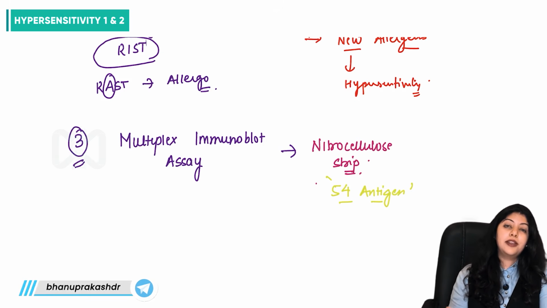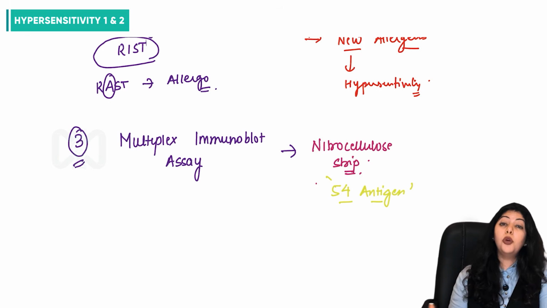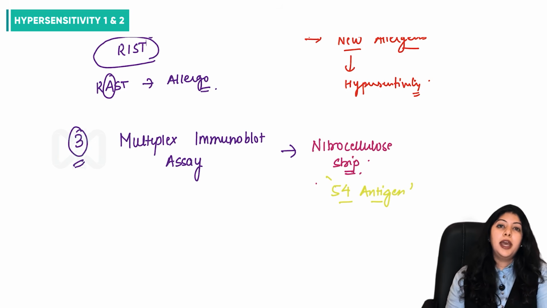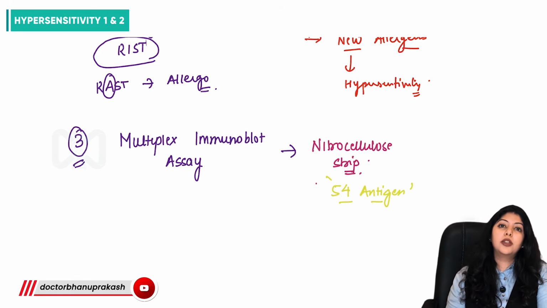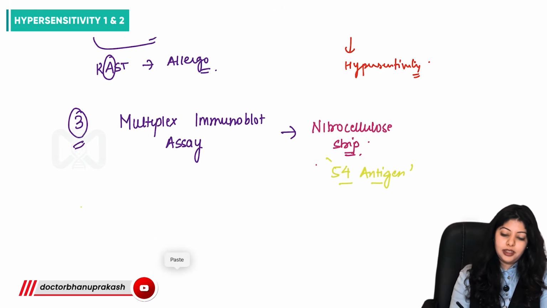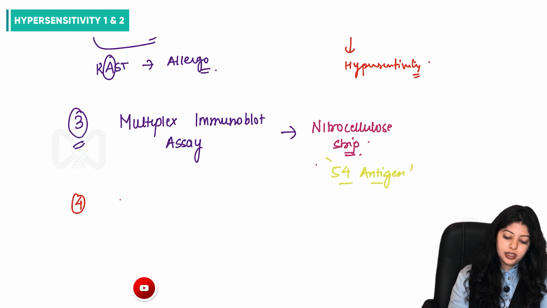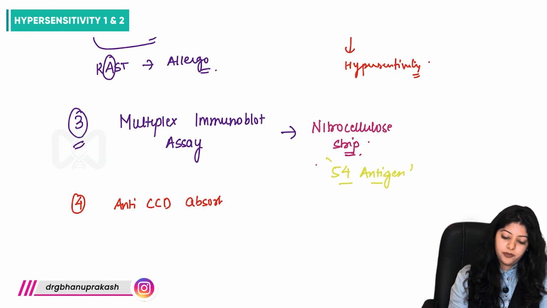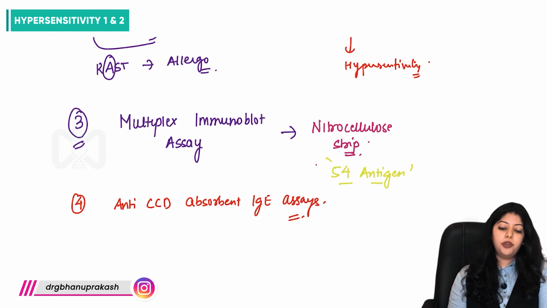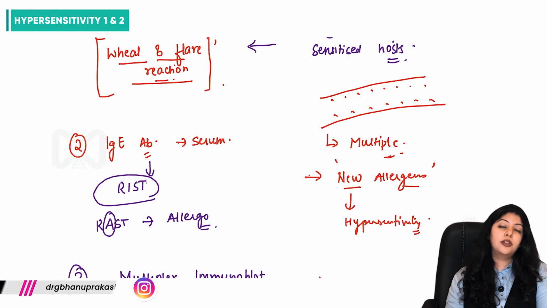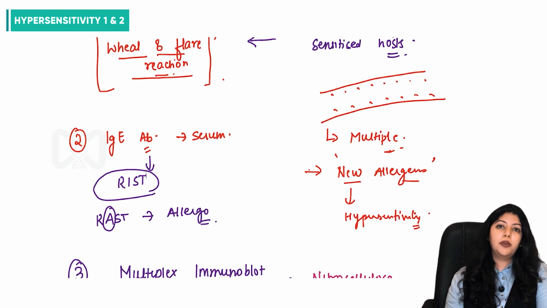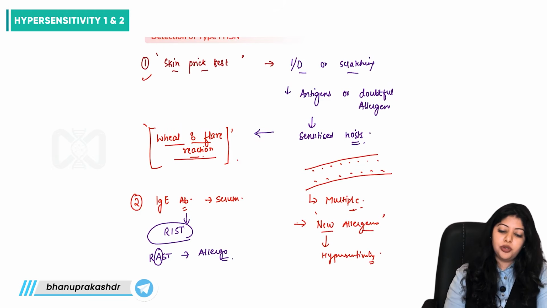So this test has the advantage of using so many antigens at one particular time, helping detect the allergies present or the host who is susceptible to such allergens. Another test which is available is the anti-CCD adsorbent IgEs. So if asked in your exams about the tests which can help detect type 1 hypersensitivity, these are the important names you should remember.